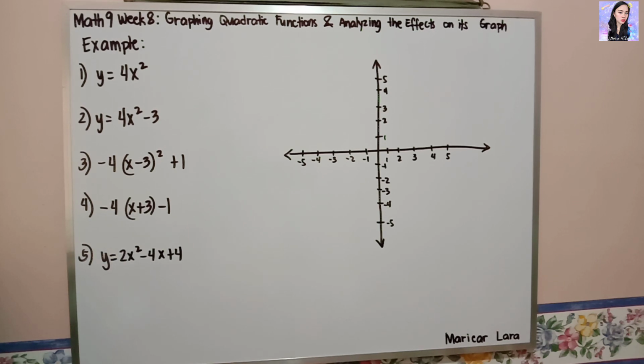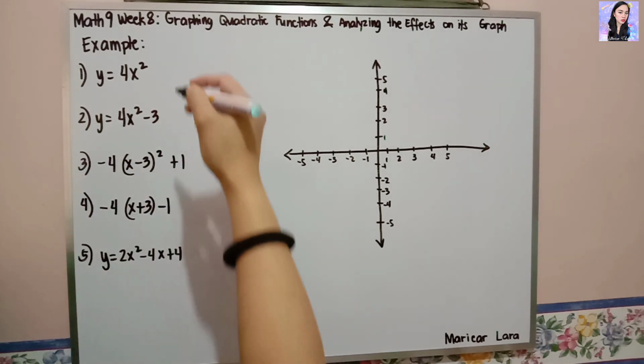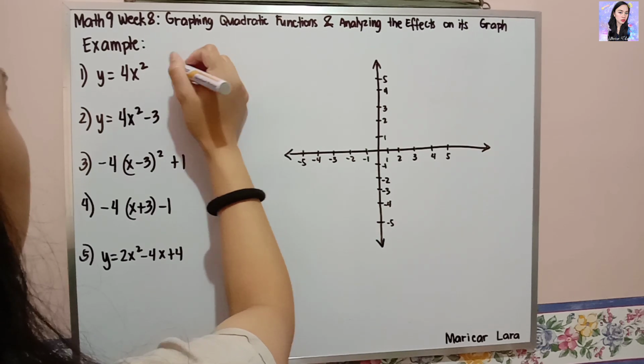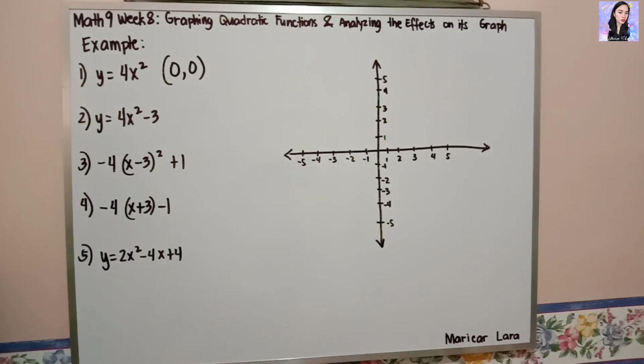So, let's have yung unang form, which is y equals ax squared. So, example number 1 natin ay y equals 4x squared. So, ang ating a ay 4. It is positive. So, kapag positive, ibig sabihin, ang graph ng parabola natin ay upward. So, ang gagawin lang natin dyan ay kunin ang vertex. So, ang vertex ng form na ax squared ay 0, 0. Ang 0, 0 ay nasa origin.